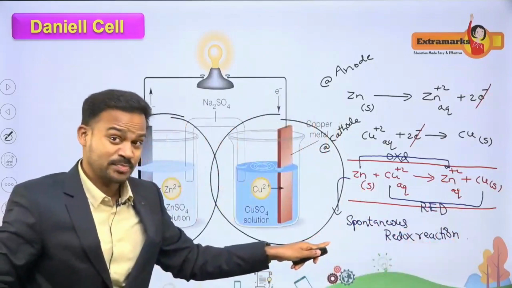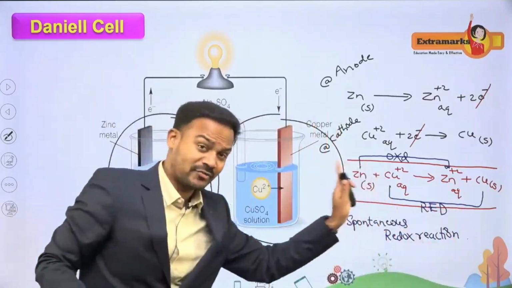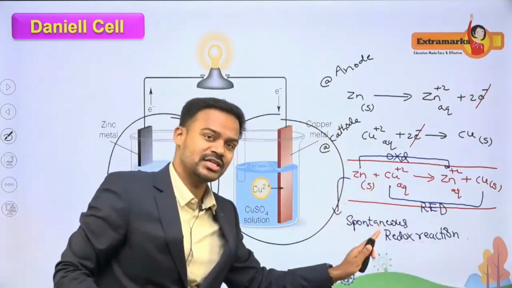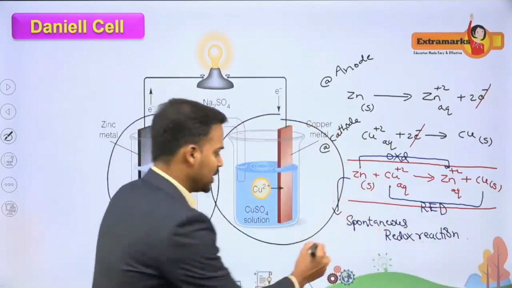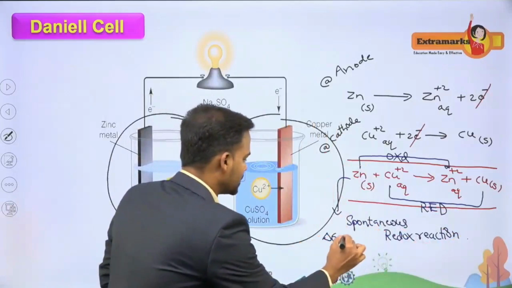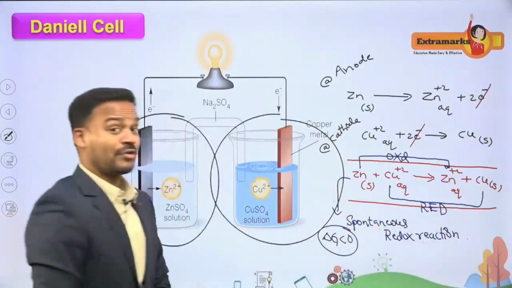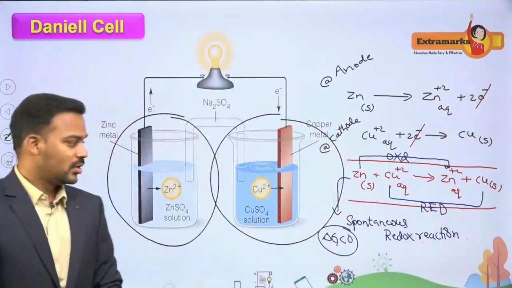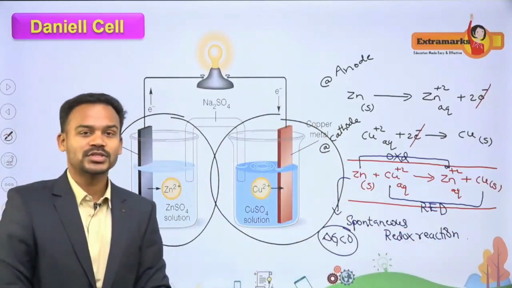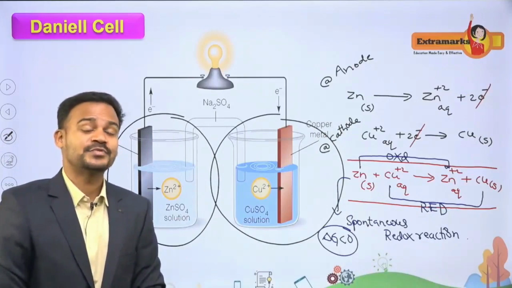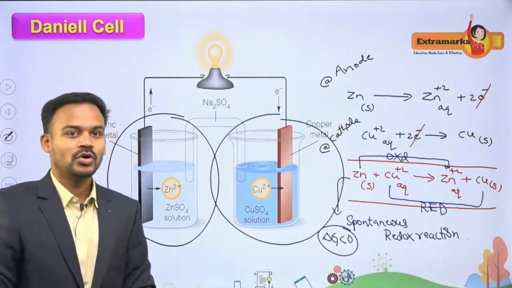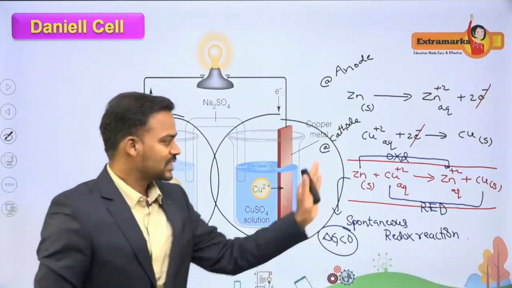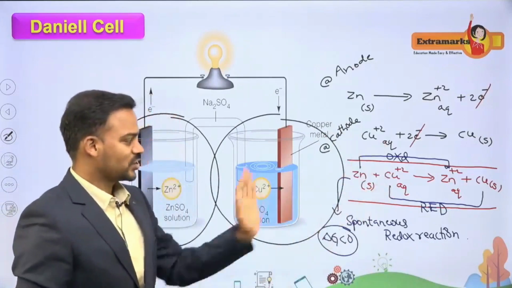When can I call this reaction spontaneous? See, this is the redox reaction. When can I call this reaction a spontaneous redox reaction? If its delta G is less than 0. You have learned this in your thermodynamics. A process can be called a spontaneous process if its delta G, Gibbs free energy, is less than 0 or negative. So this reaction can be called a spontaneous redox reaction.